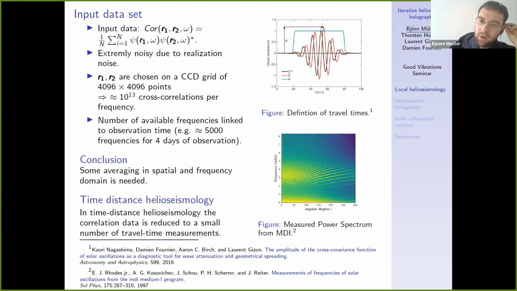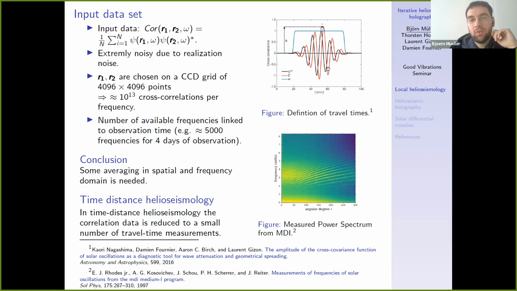At the end, in my inversions, I will use fewer frequencies because you have to do some filtering and so on. But we have to multiply this number with our number of cross correlations: 5,000 times 10 to the 13. And we see we can't invert this directly by standard inversion methods, and even storing this can become complicated. So we need to do some averaging in the spatial domain and also in the frequency domain. This is one way to understand time-distance helioseismology.